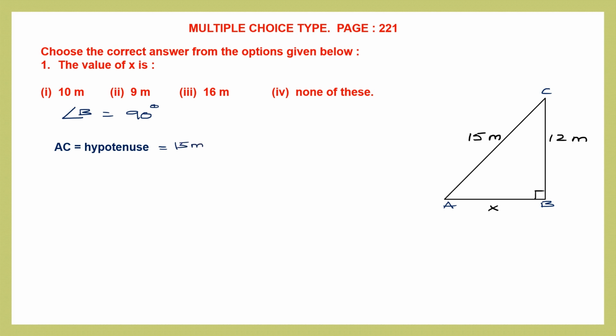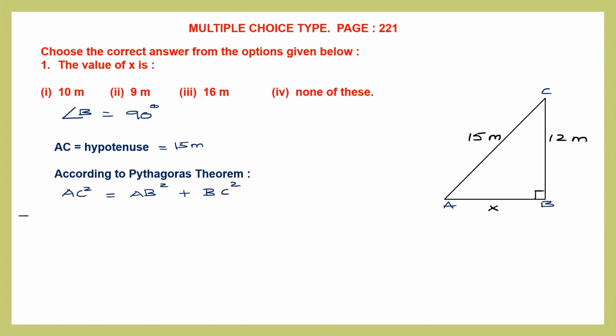Now we can apply the Pythagoras theorem. According to the Pythagoras theorem, the square of the hypotenuse is equal to the sum of the square of the other two sides. That means AC square is equal to the sum of the square of the other two sides. One side is AB and the other side is BC. So when we square it up and add it up, then that will give us the square of the hypotenuse.